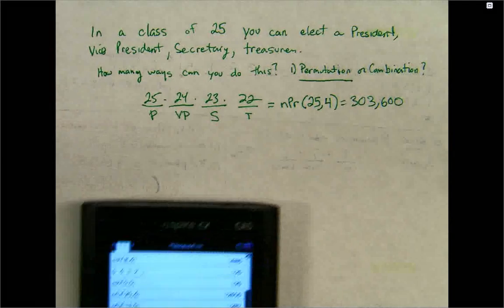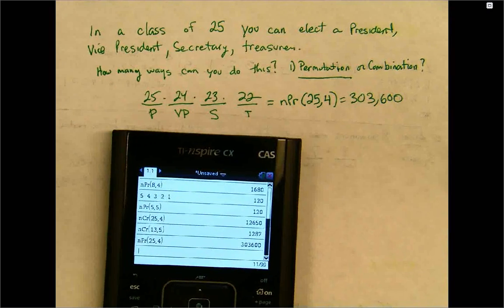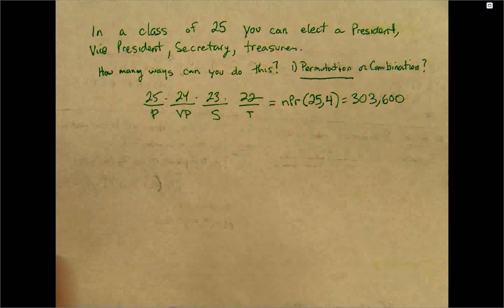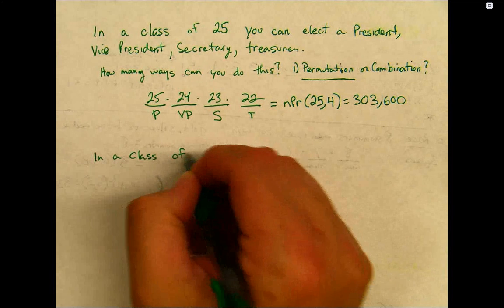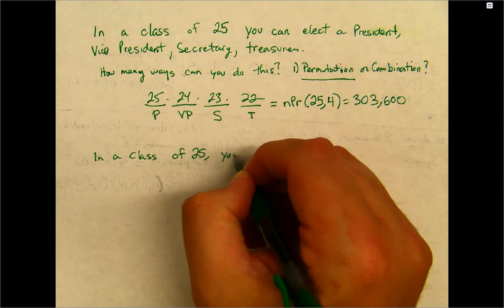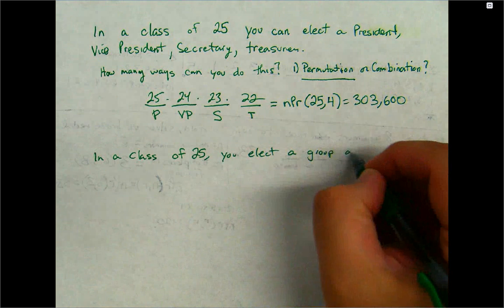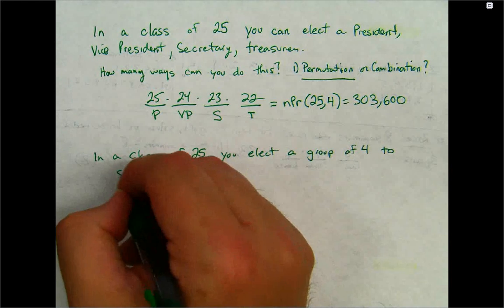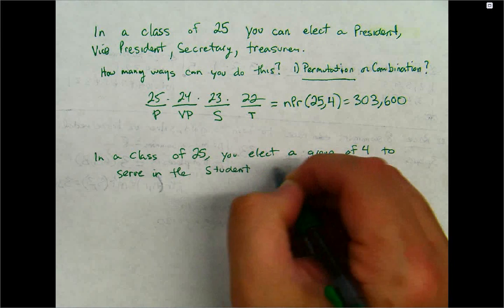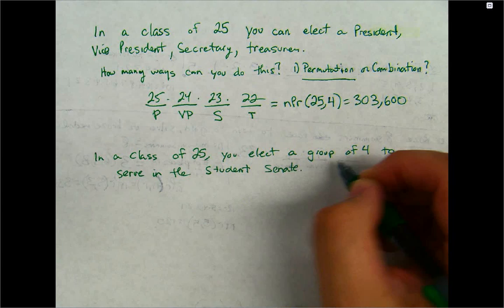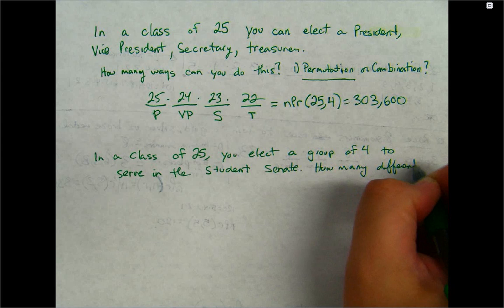Now, another way of looking at this is, in a class of 25, you elect a group of 4 to serve in the student senate. How many different groups can you choose?